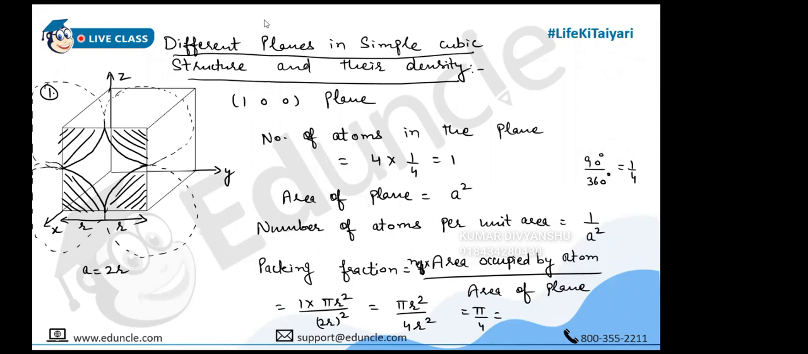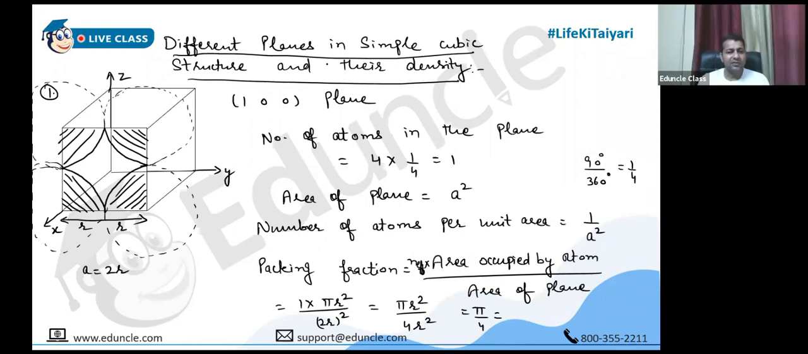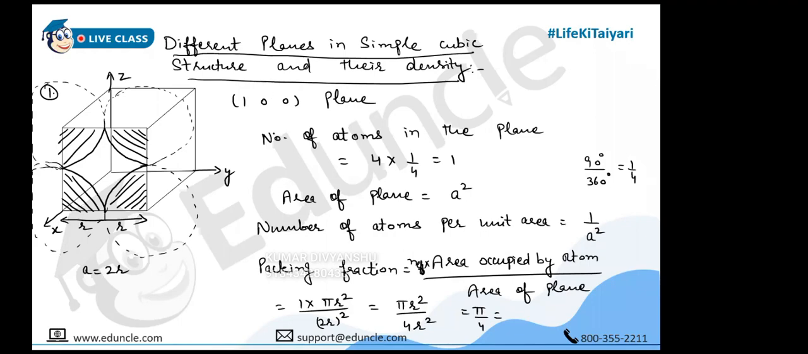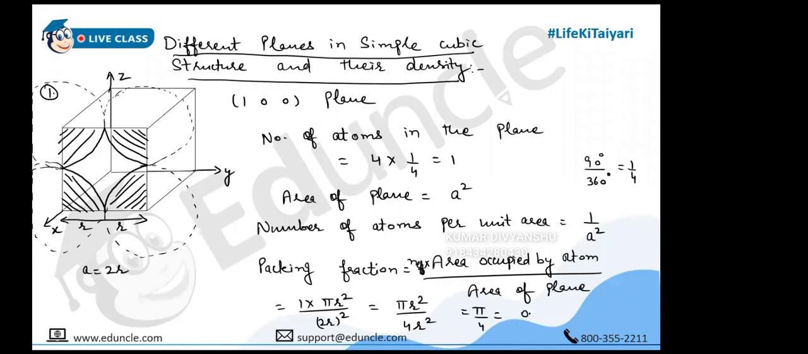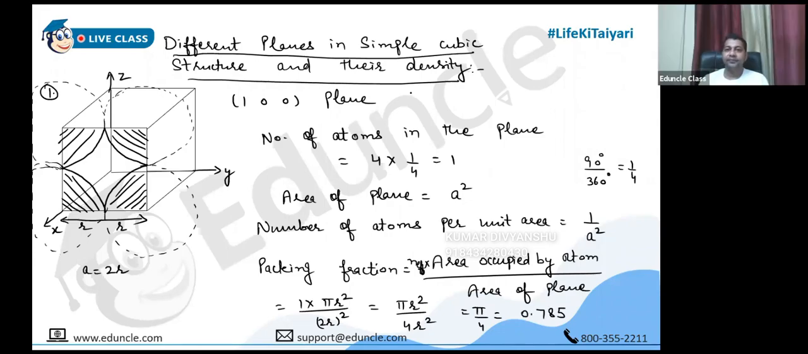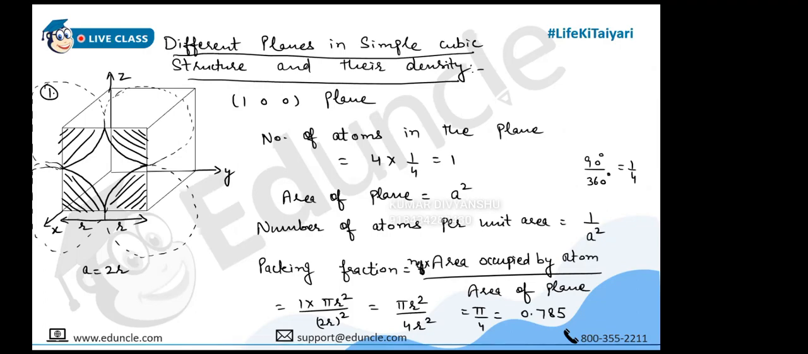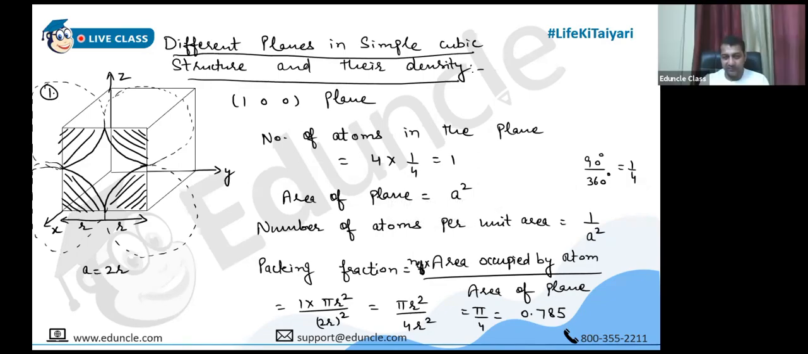How much? 90 or 45? You are not calculating the angle. You have to put the value of pi. 0.785. Okay, so it means 78.5% space is occupied. Clear to all? Yes, sir. And the same is the thing about 010 and 001 planes.